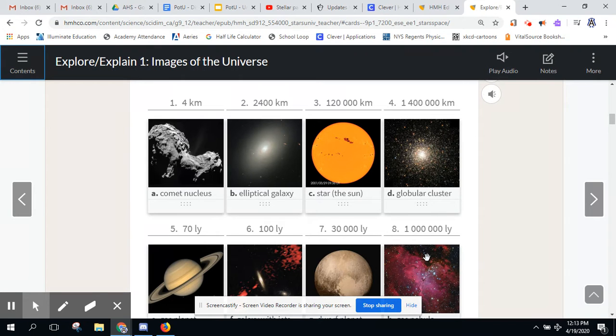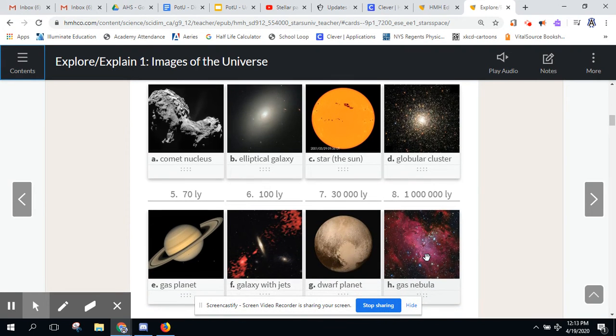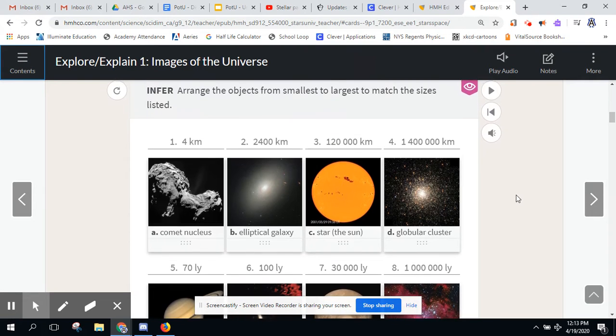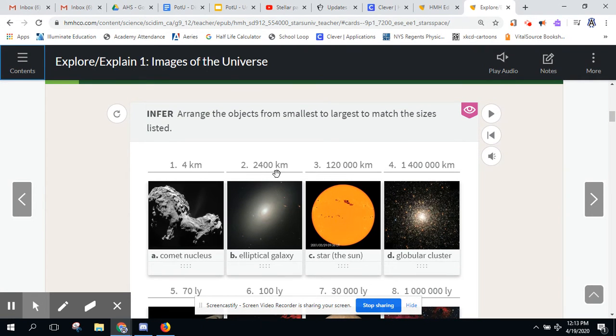If we remember that the galaxies are going to be our largest value, and then we have our nebulas, and then we have our stars. We have our galaxies, we have our clusters, and then nebulas, and then stars, which the sun is one of, planets, and then we have the comets. So when we organize them that way, don't worry too much about the size. These are just getting from smaller to larger.